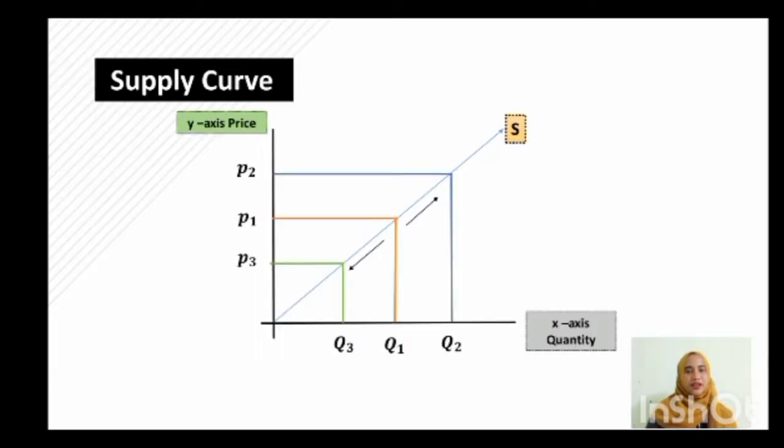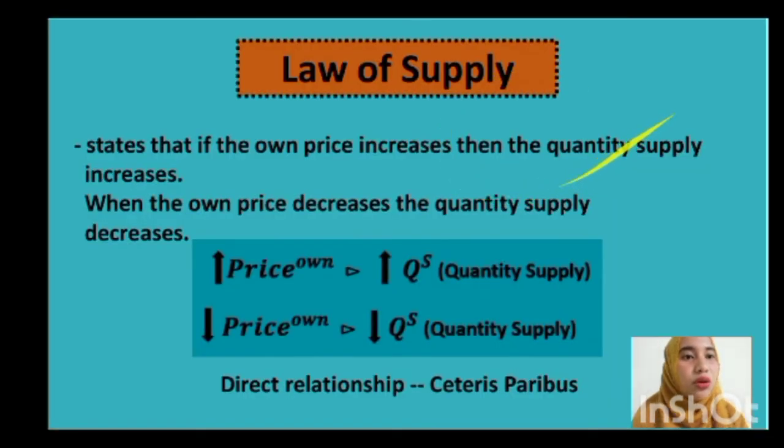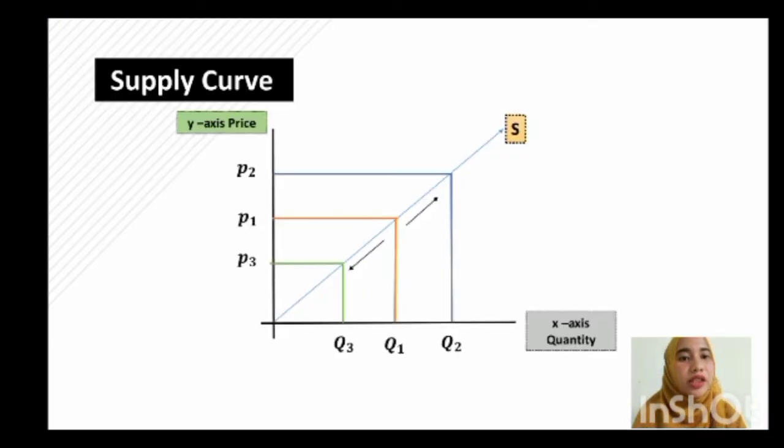We have here the supply curve. So what is the use of this supply curve? We have here the y-axis, which is the price, the vertical line, and the horizontal line, the x-axis, which is the quantity. This blue line, the slope, is what we call the supply curve.